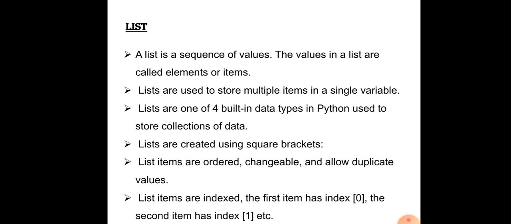Lists are one of the most important built-in data types available in the Python language, and this list is used to store a collection of data. Lists are created by representing the elements or items inside square brackets. List items are ordered, changeable, and allow duplicate values also. List items are indexed, which means the first element is stored at index value 0 and the second element is stored at index value 1.